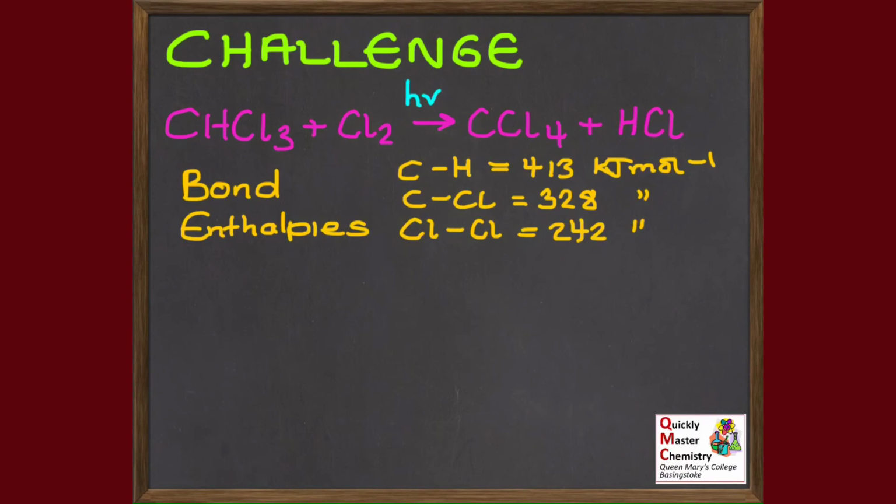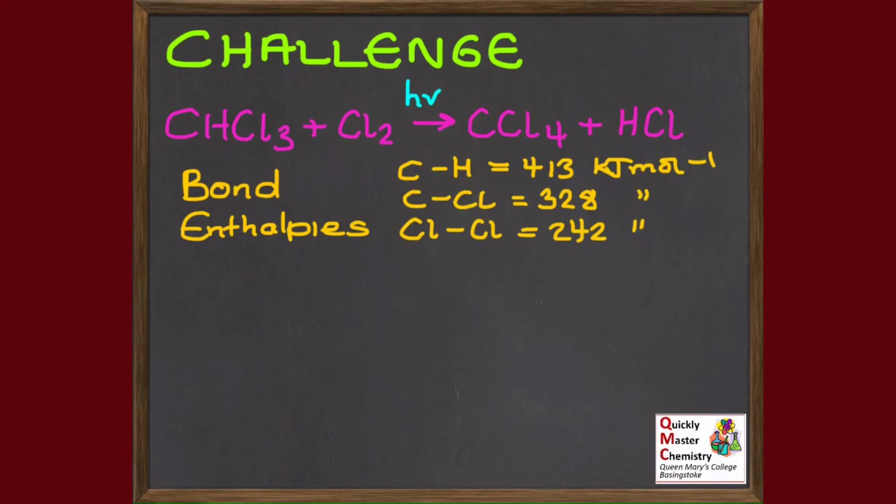The next challenge for you is rather more involved. The reaction between trichloromethane, CHCl3, and chlorine to make tetrachloromethane, CCl4, and hydrogen chloride. Now if you look at this, all of those are stable molecules. None of them would have an unpaired electron in its outer shell, so we don't have any radicals shown here, and yet it is going to be a radical mechanism. The hν over the arrow says energy from electromagnetic radiation, so we're going to be exposing this to UV light in order to form radicals initially.